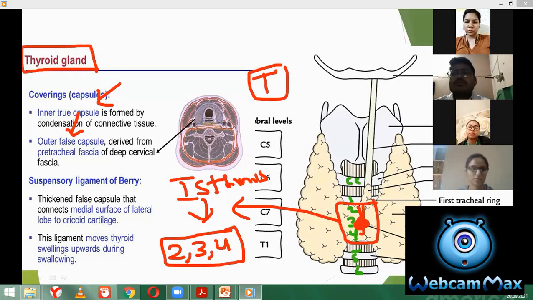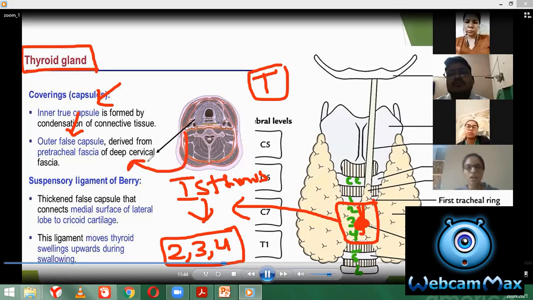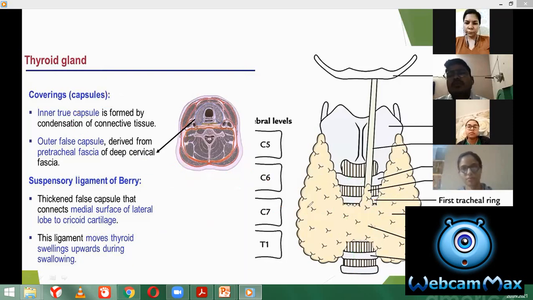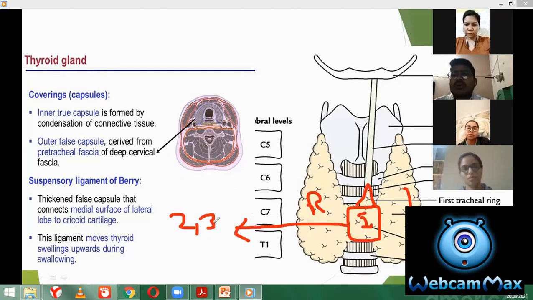The false capsule is derived from the pretracheal fascia, and this pretracheal fascia is a part of your deep cervical fascia. Okay, it is a part of which fascia? Deep cervical fascia. And a very important thing: the thyroid gland has two lobes, the right lobe and the left lobe, which are connected here by this structure. This is known as the isthmus, and the level of the isthmus is the second, third, and fourth tracheal rings. Very important. This question was asked many times in your examinations.